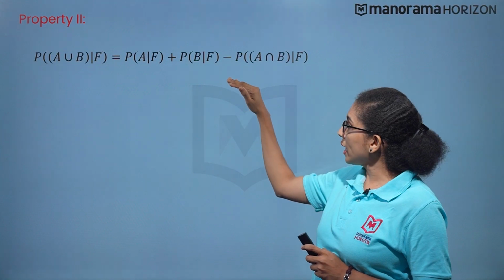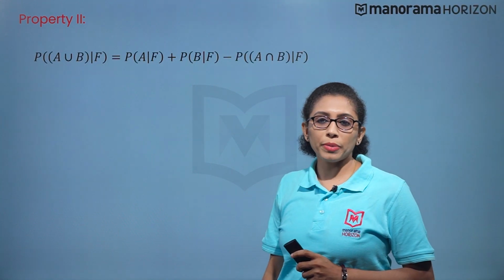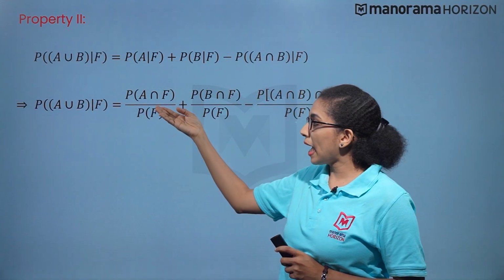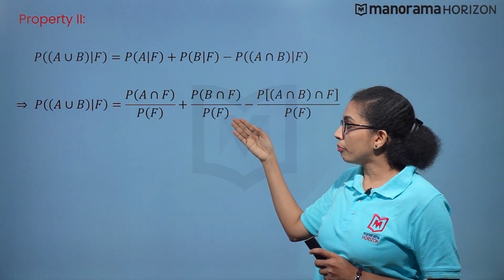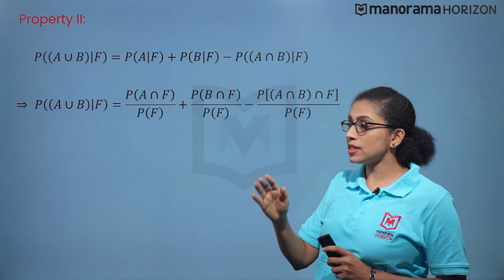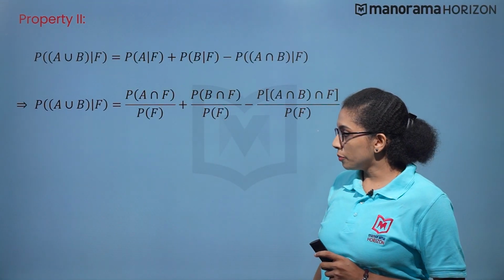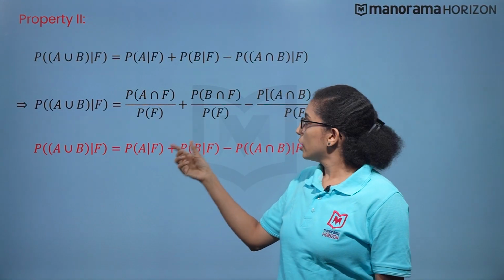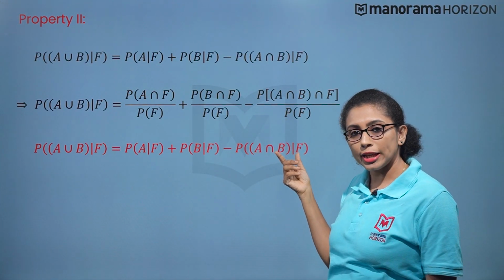probability of B given F minus probability of A intersection B given F, which implies that P of A union B given F is equal to P of A intersection F by P of F plus P of B intersection F by P of F minus probability of A intersection B intersection F by P of F. We just have expanded, which implies that P of A union B given F is equal to P of A given F plus P of B given F minus P of A intersection B given F.